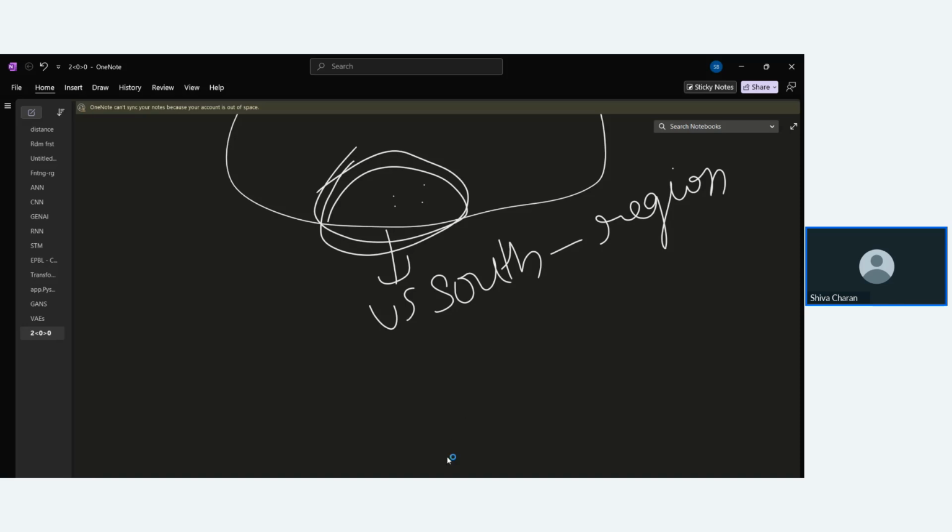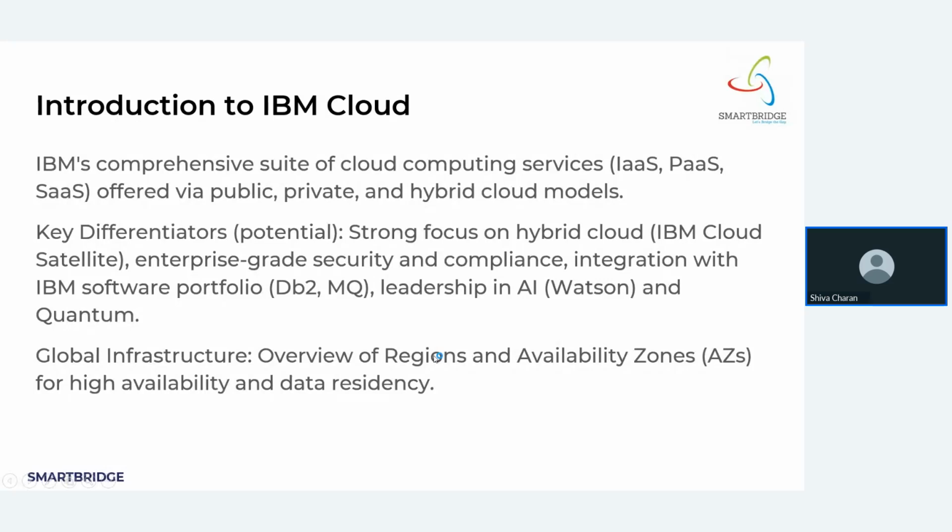Now let me share the PPT once again. I hope you understood about the availability zone and the region. If anyone has any doubts, you may ask me again. Okay, we are done with availability zones and regions.